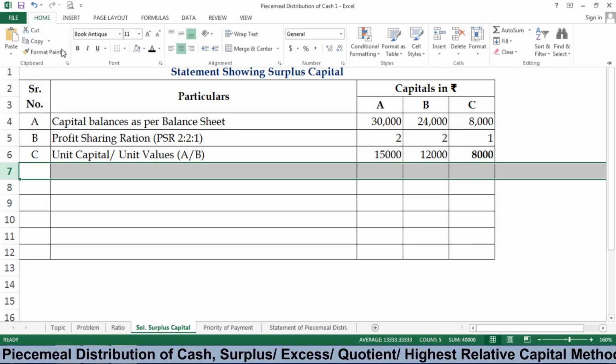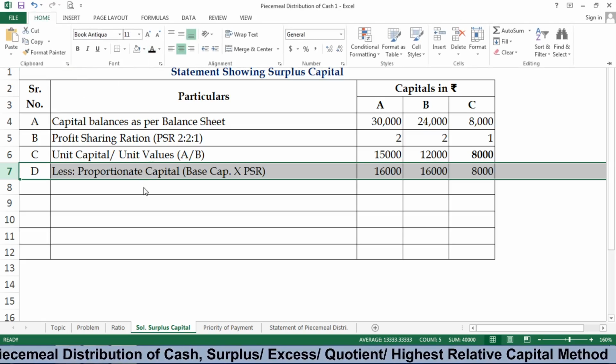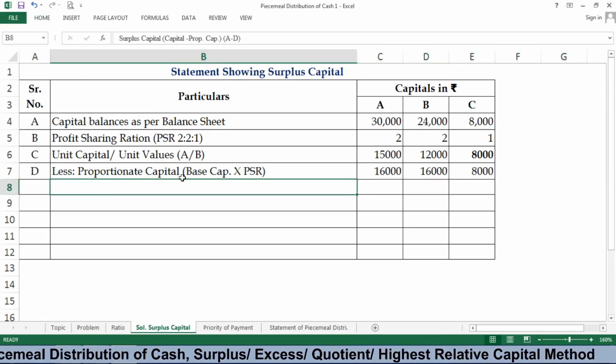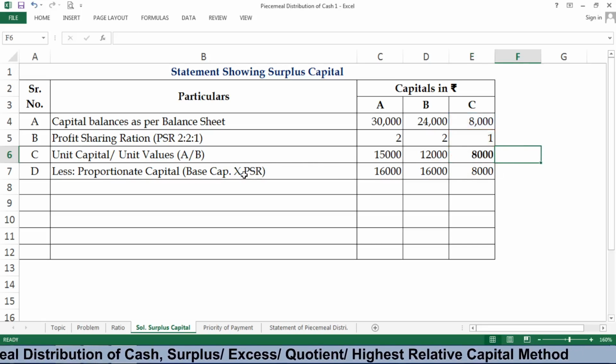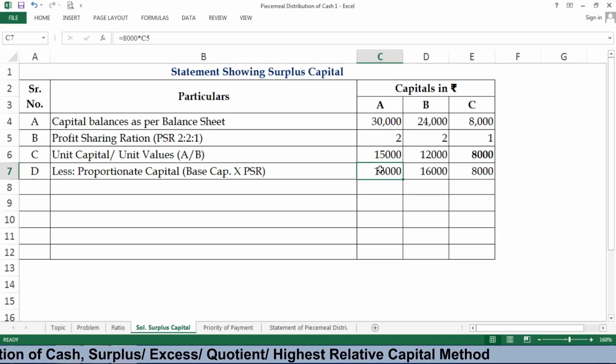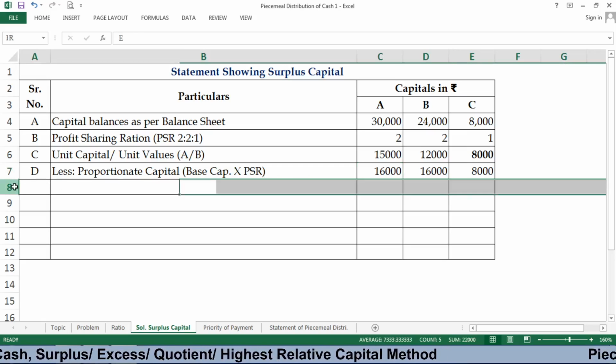Afterward, we will calculate the proportionate capital. What is proportionate capital? Proportionate capital is base capital into profit sharing ratio. Here the base capital is 8,000. So when we multiply the base capital by its profit sharing ratio, we will get the proportionate capital. So 8,000 into 2, it comes to 16,000. 8,000 into 2, it comes to 16,000. And 8,000 into 1, it comes to 8,000. So we get the proportionate capital.